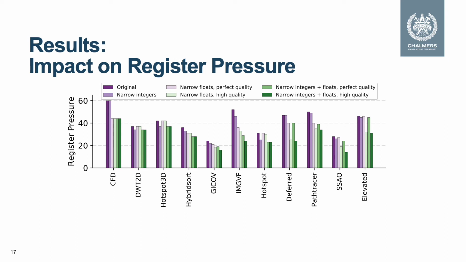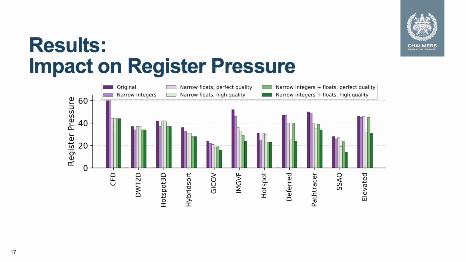And we do this for 2 different quality thresholds, which we call perfect quality and high quality. Perfect quality means that the output does not deviate anything from the original output, while high quality means that it does not deviate more than maximum 10% from the original output.